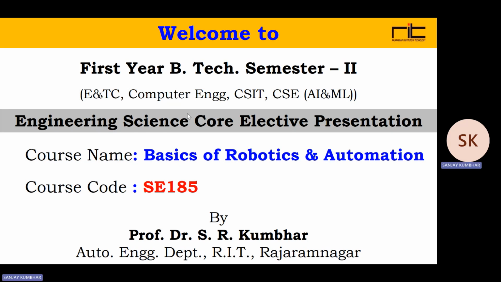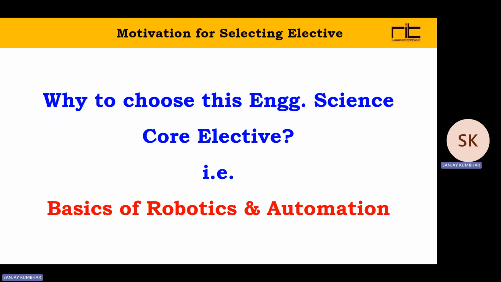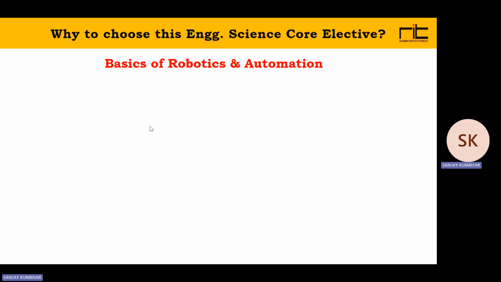So for this course, why choose this course? In this engineering science core elective, there are 10 different electives, and this Basics of Robotics and Automation is the ninth one in that list. So the question comes to your mind, why should I select this particular elective? Specifically for that question, I am here to elaborate the importance of this course in your engineering discipline.